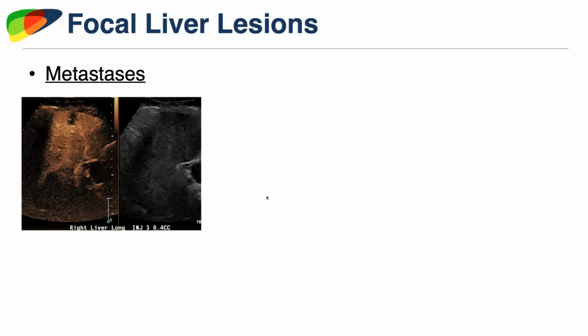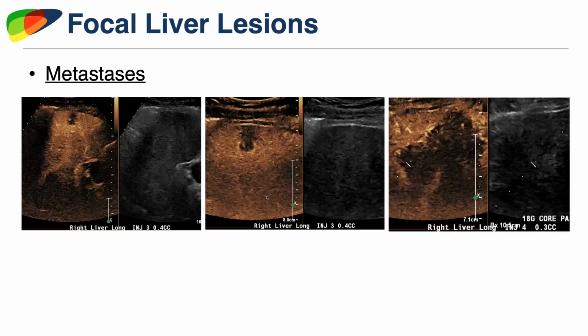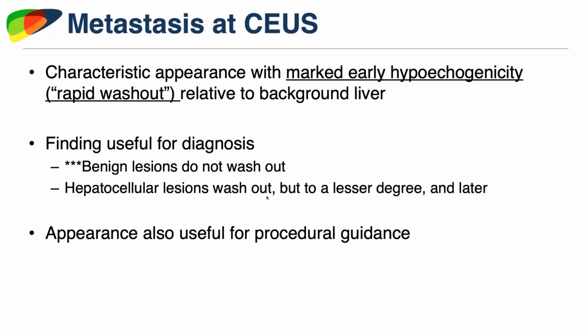We use this modality a lot for metastasis, not just for identification and characterization, but also for biopsy guidance, because almost universally liver metastases will wash out, not just mildly, but early and markedly. And so within just a few seconds, most metastases turn into these big black holes, which makes them easy to count, characterize, and target for biopsy.